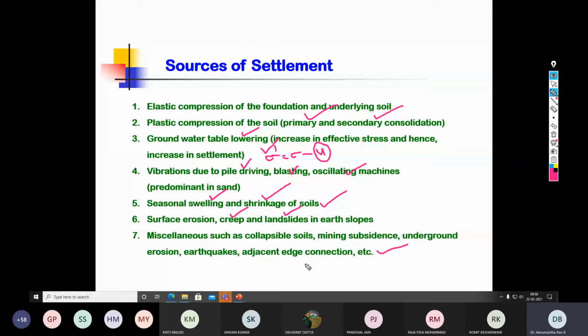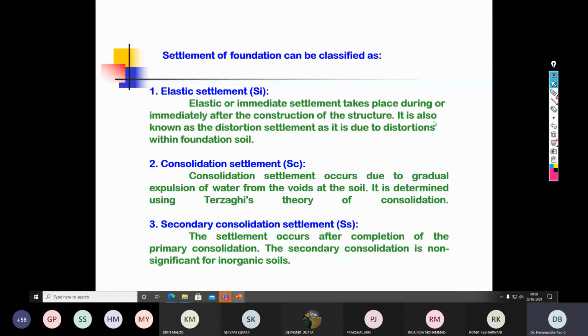One of the best examples of miscellaneous is, if you look on the internet, something called sinkholes. Sinkholes are very famous, especially in Gulf countries, where the formation of the sinkhole happens because of the leaching of calcium salts from the soil. Whenever there is a leaching of calcium salt, it leads to the creation of some kind of void, which increases the void ratio. The more the void ratio, the more the settlement. So these are a couple of the sources for the settlement of the footing, so that we are able to understand.